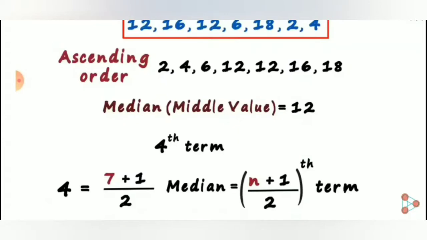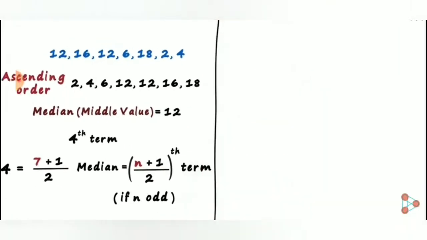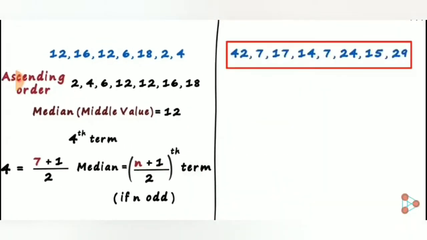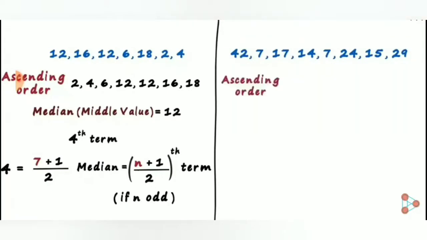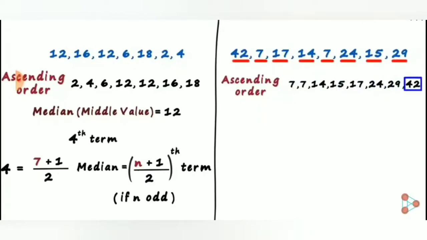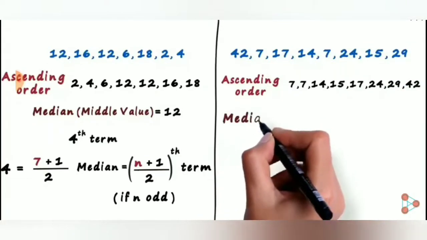That is, only if n is odd. What happens when n is even? Look at this set. It has 8 terms. To find the median, we first arrange the numbers in ascending order. It will be 7, 7, 14, 15, 17, 24, 29 and 42. What will be the median in this case?